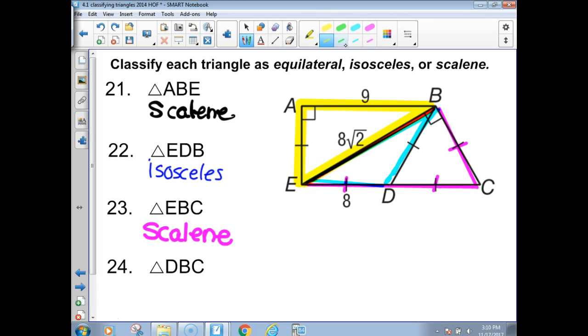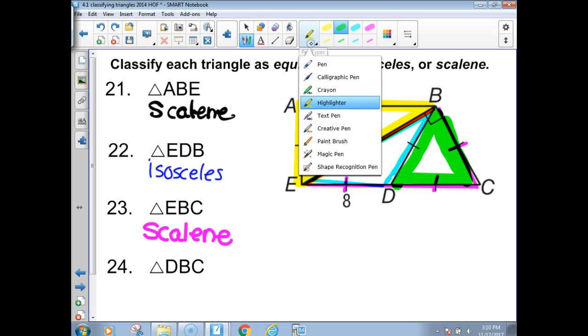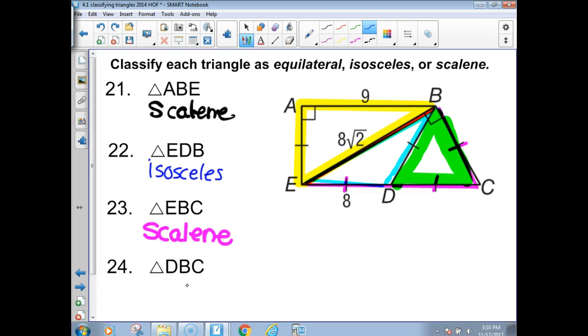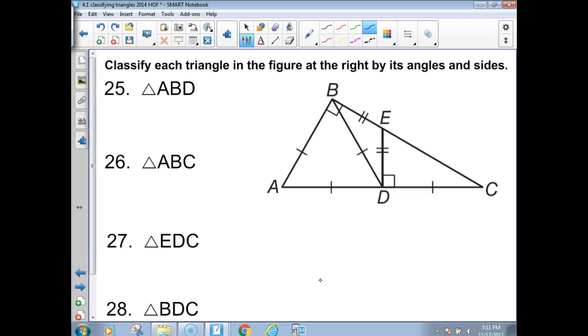All right, and then finally, they're telling me to look at triangle DBC. Well, that's that one. And DBC's got 3 equal sides, so it's equilateral. All right, so they asked me about every one of them. But look at this one. How many triangles do you see? Well, someone's right.